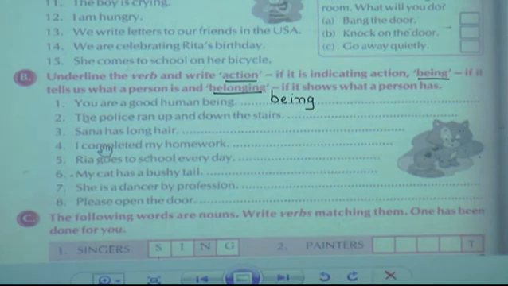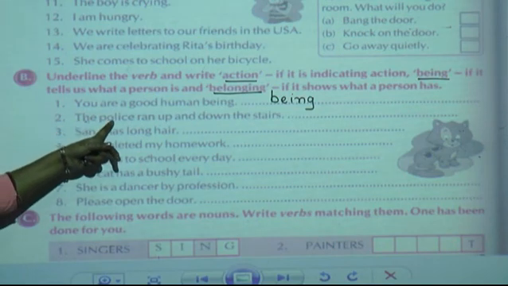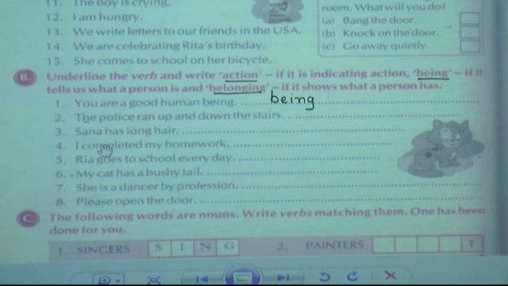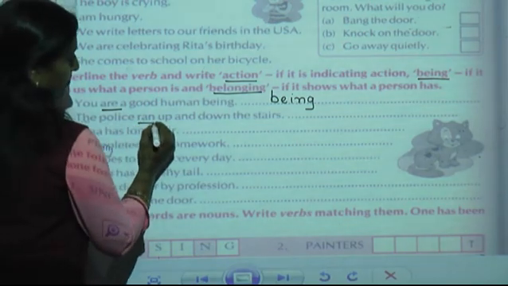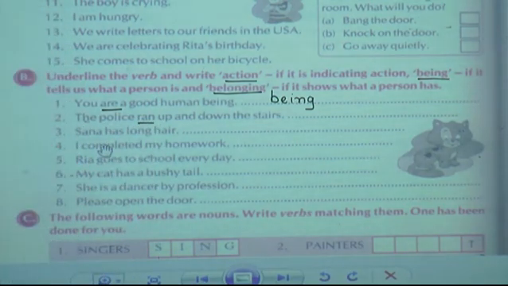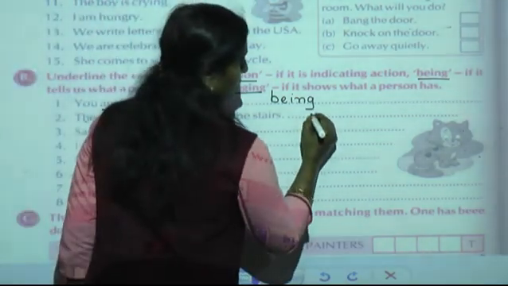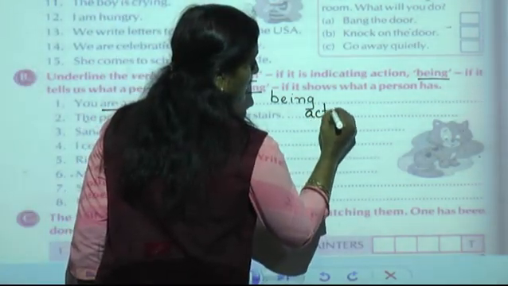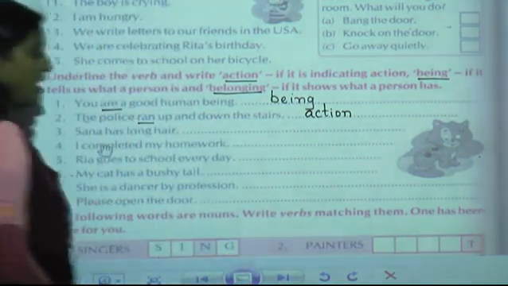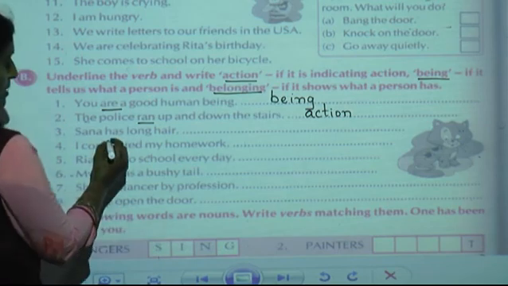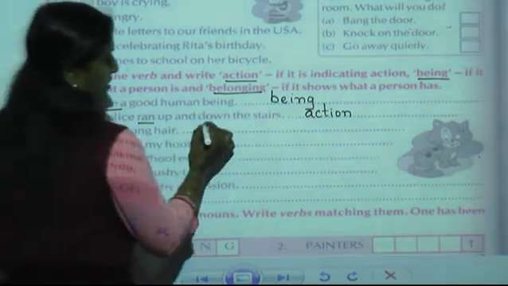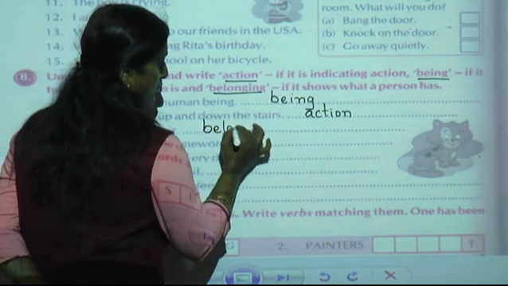We have started with the first example. Next is the police ran up and down the stairs. See here they have told us to underline the verb also. So I will underline the verb over here. Now here ran. Ran is what? Yes, it is an action. Okay. So I will write here A-C-T-I-O-N. Action. Now Sana has long hair. It shows a belonging. Okay. So I am going to write over here belonging.